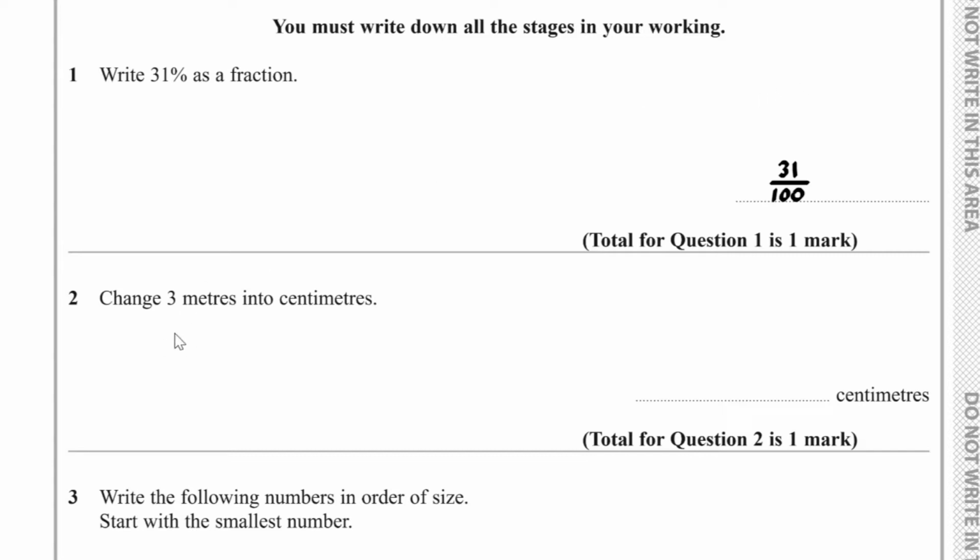Question number 2. We have to change 3 meters into centimeters. Well, 1 meter is equal to 100 centimeters, and so therefore in 3 meters we would have to multiply by 3, and so we will end up with 300 centimeters. We have 300 centimeters in 3 meters.